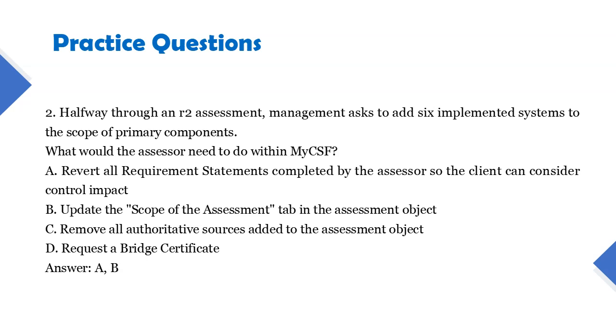2. Halfway through an R2 assessment, management asks to add 6 implemented systems to the scope of primary components. What would the assessor need to do within MyCSF? A. Revert all requirement statements completed by the assessor so the client can consider control impact. B. Update the scope of the assessment tab in the assessment object. C. Remove all authoritative sources added to the assessment object. D. Request the bridge certificate. Answer: A, B.